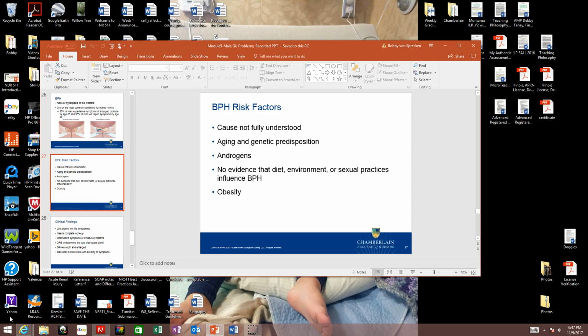The causes of BPH are not fully understood. Aging is a risk factor, and genetic predisposition may play a role. Androgens are thought to play a key role. There has been no concrete evidence that diet, environment, or sexual practices increase the risk for developing BPH. Obesity, though, does increase the risk of development.